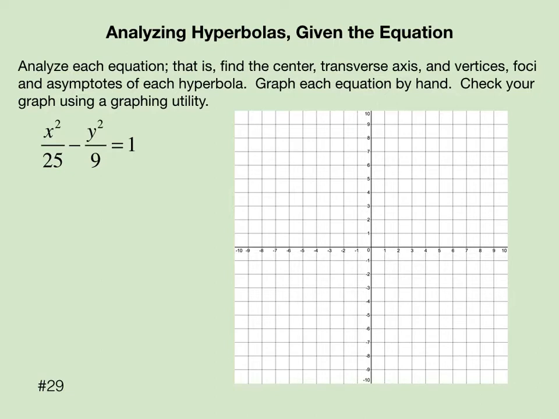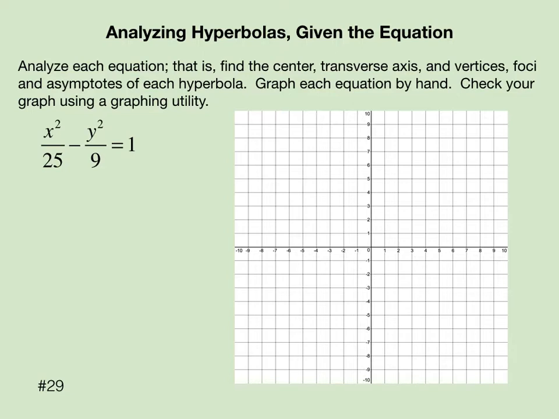Next, we can see that the x squared term comes first. Therefore, the transverse axis will be parallel to, or actually equal to, the x-axis in this case. The center of this hyperbola is (0, 0), because there's nothing in the numerators along with the x and the y squared. So therefore (0, 0) is our center.